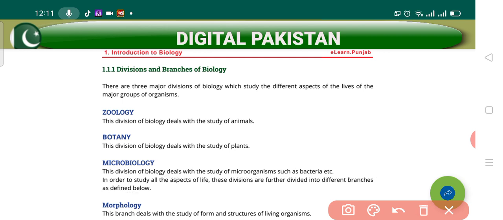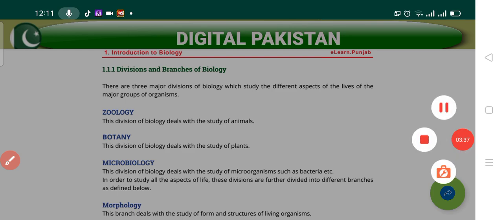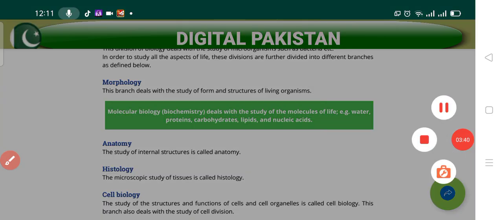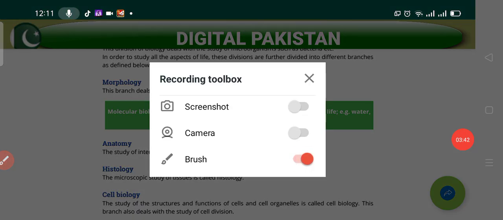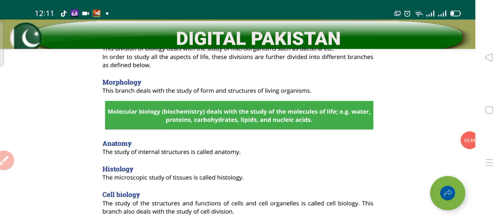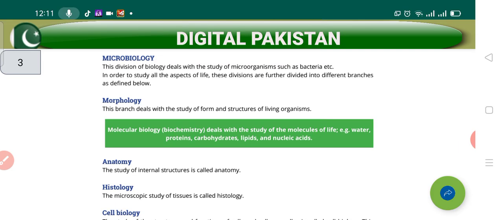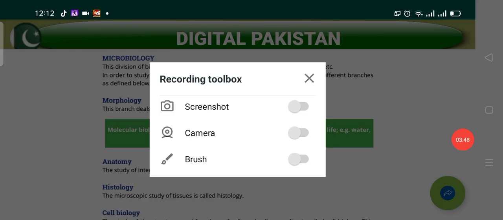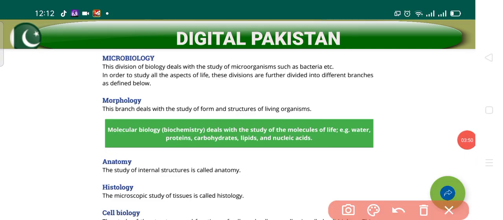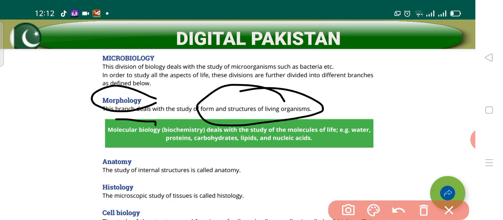Clear? Okay, hold on students, now let's see the branches of biology. Like morphology. Morphology is the most important. If we look here, morphology is that branch of biology which deals with the structure and form of living organisms. What is morphology, students?